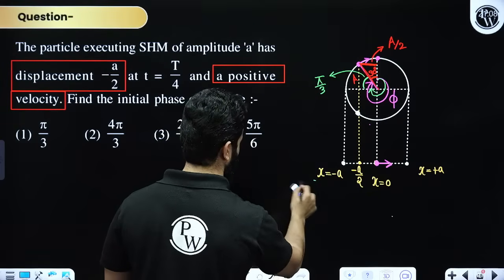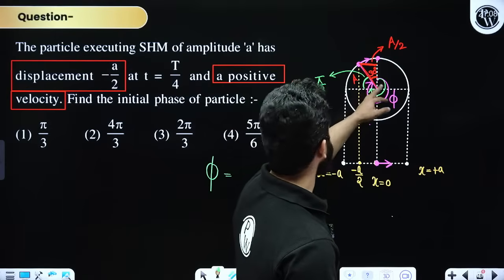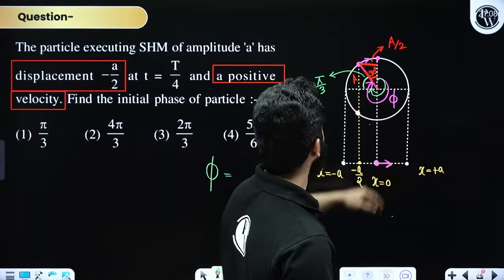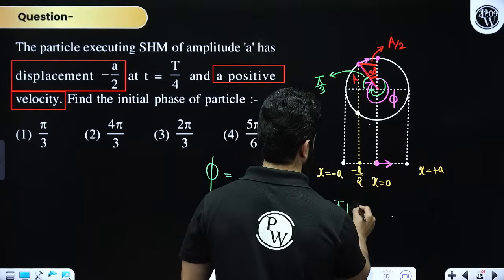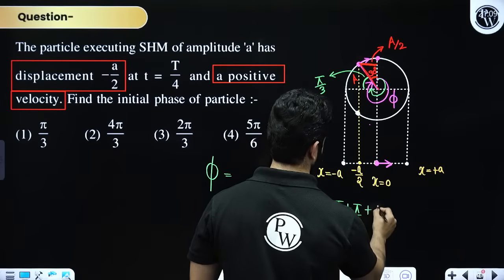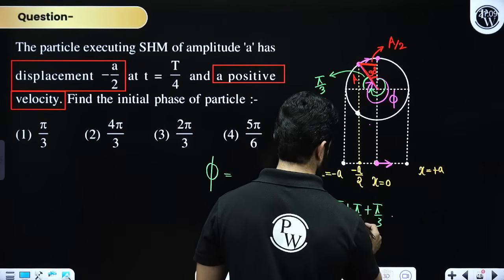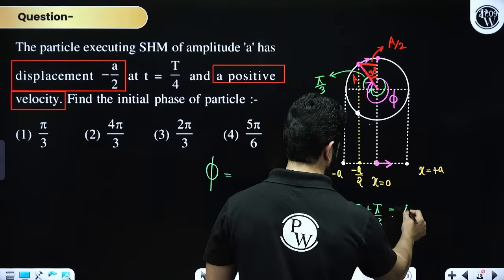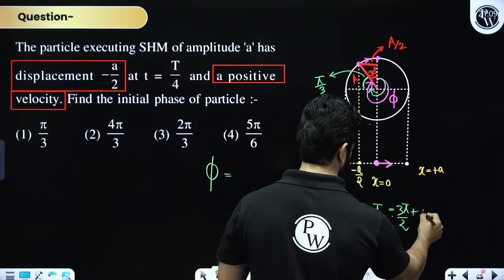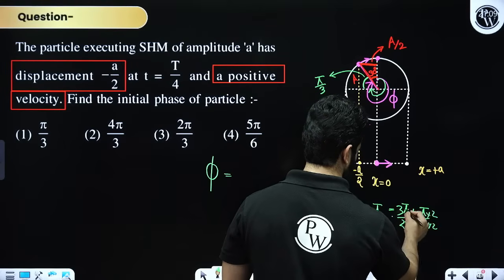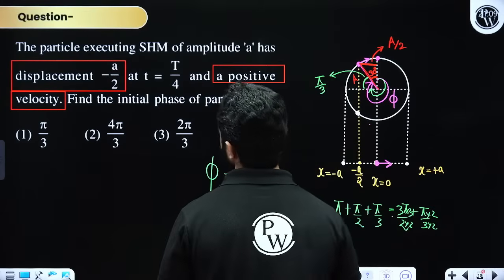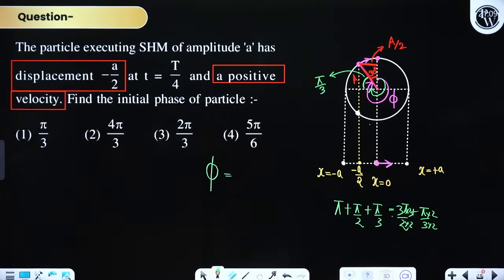Just a second, let me see. This thing is pi by 6. This thing is pi by 3. So this is pi plus pi by 2 and plus pi by 3. So this will be 3 pi by 2 plus pi by 3. Just a second, dosto, let me check why we are not getting the correct answer. They have also said that it is at T by 4.